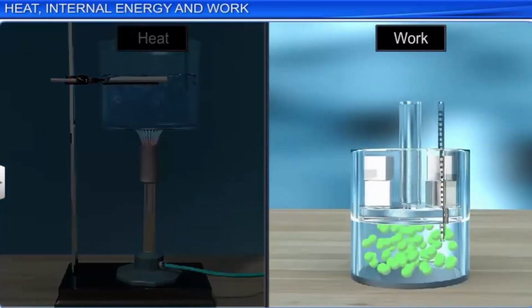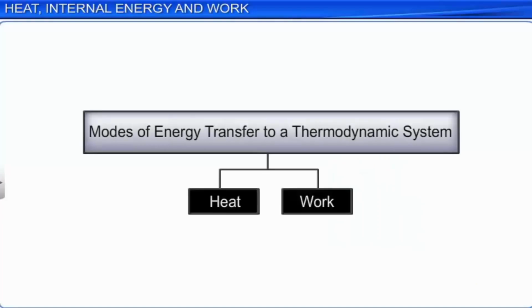In thermodynamics, heat and work are the two modes of energy transfer to a system. Heat and work are not state variables. They depend on the path through which the system is taken.